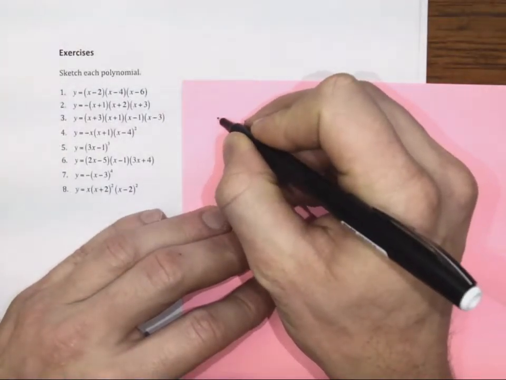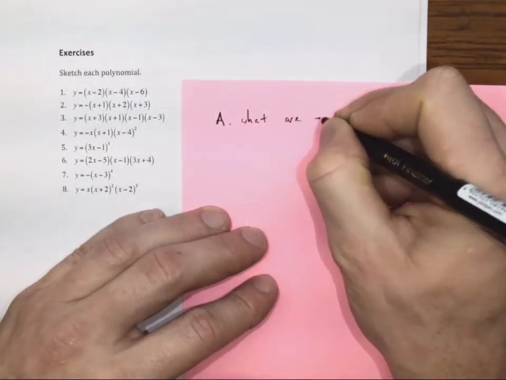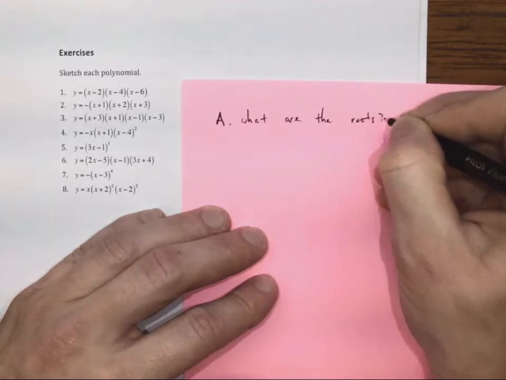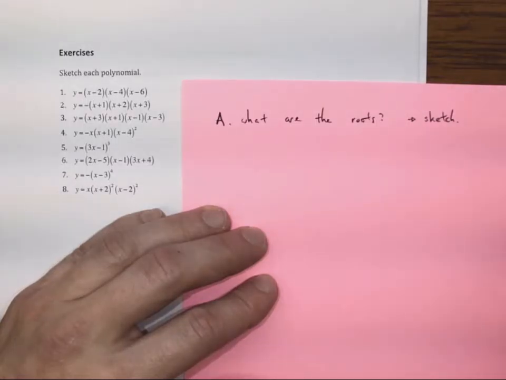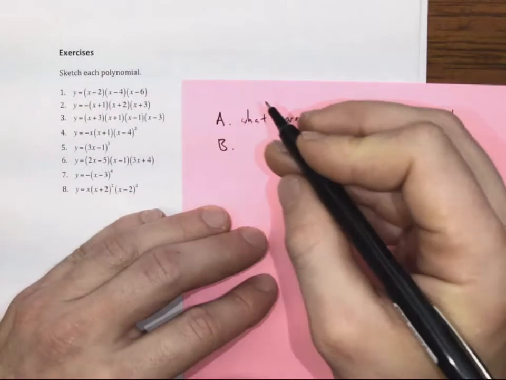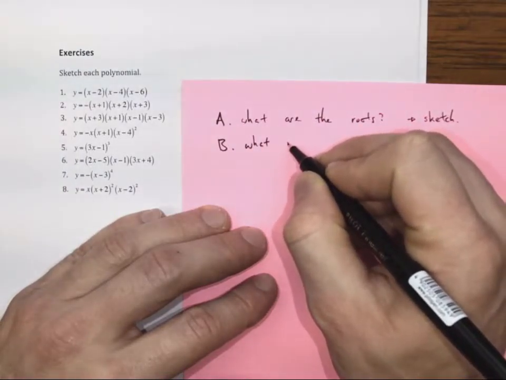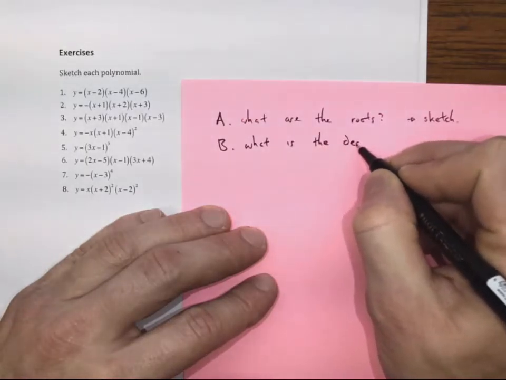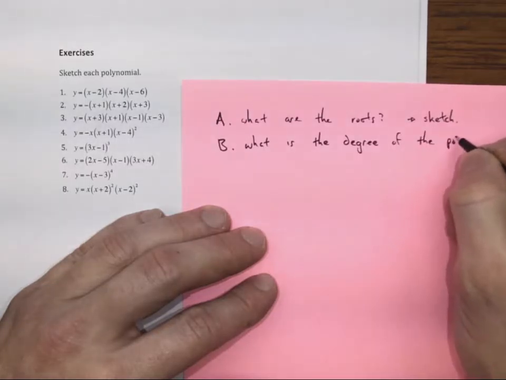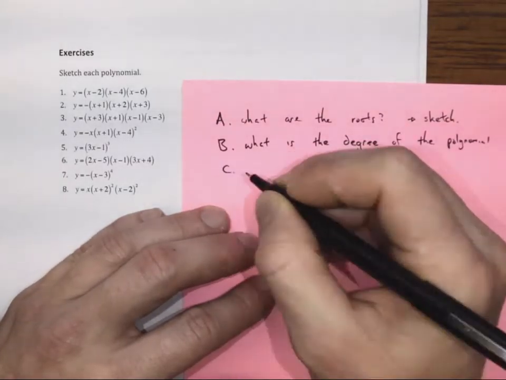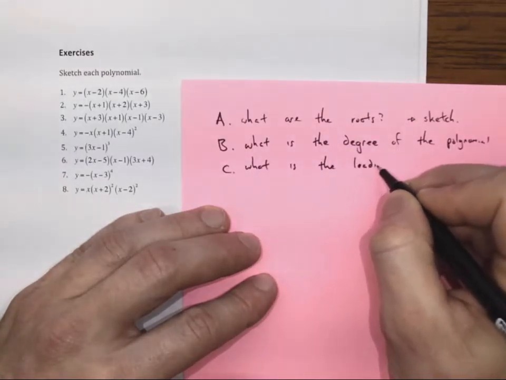We need to ask A, what are the roots? And we will sketch those once we get them. Okay, then the next question we're going to ask is, what is the degree of the polynomial? And lastly, we're going to ask, what is the leading coefficient?